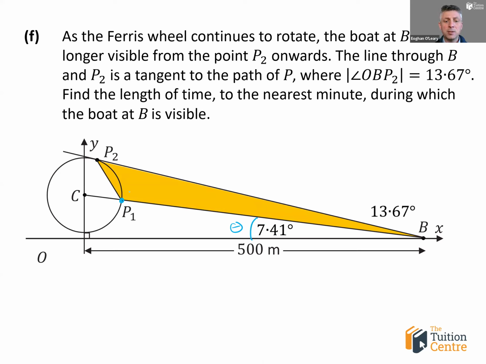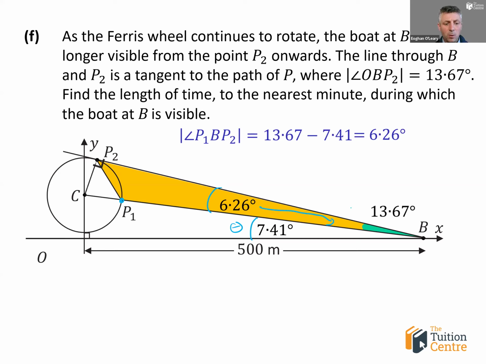we could see point P1, we could see point B from P1. Okay, so it's asking us to find the length of time to the nearest minute during which boat B is visible. So let's have a look. We can work out the angle P1, B, P2. Well, we can work that out to be 6.26. So that's that angle inside there.